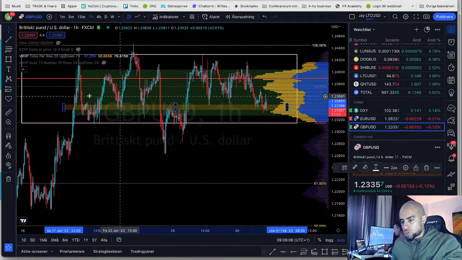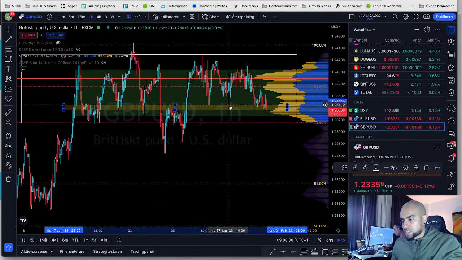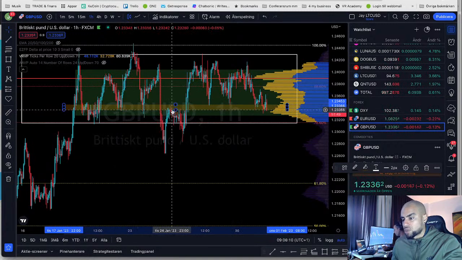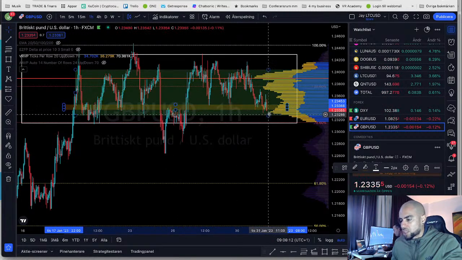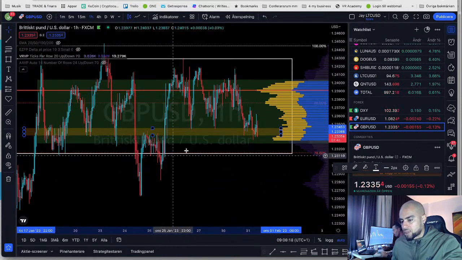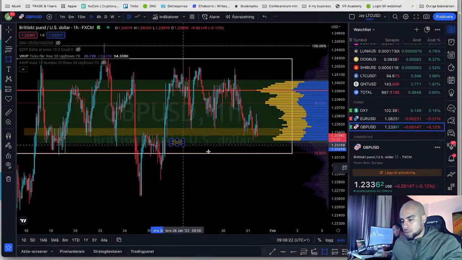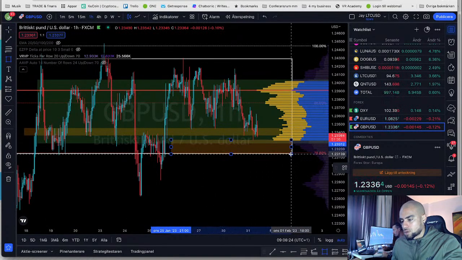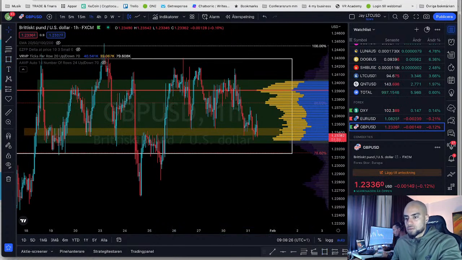Yeah, so this zone has been support several times, as you guys see, and it has also been resistance. Currently what's happening is we might break through. But even if we break through, I don't see the sell until we break this level here. Until we break this whole level, I don't see no sell.